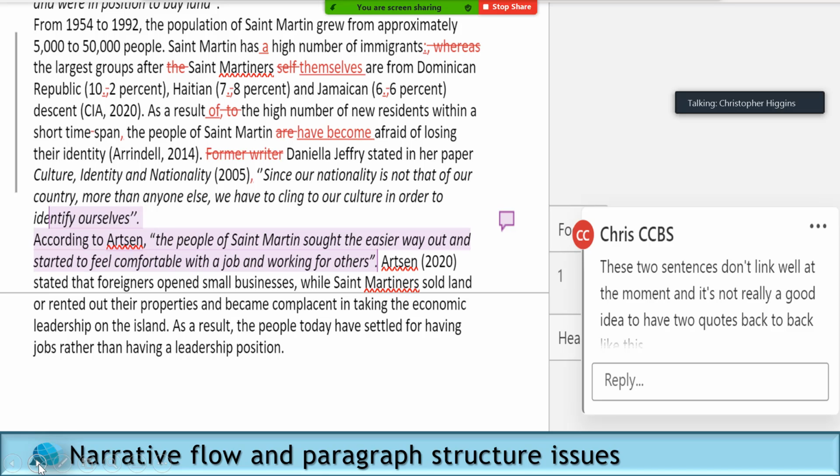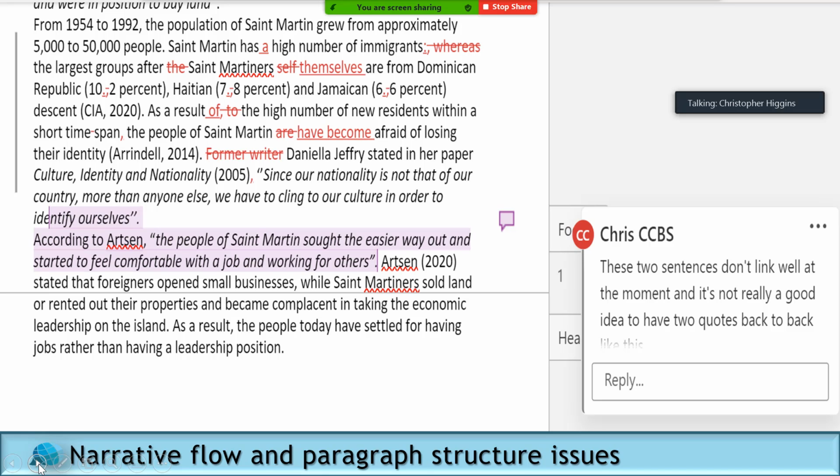And then immediately it's preceded by another direct quote. But that other direct quote doesn't follow on from that previous point. It starts a new point. It says, according to Artson, the people of St. Martin sought the easier way out and started to feel comfortable with a job and working for others. So it introduces a different discussion. And that's not good. You want to have more of a link between them or signal that you're moving on.